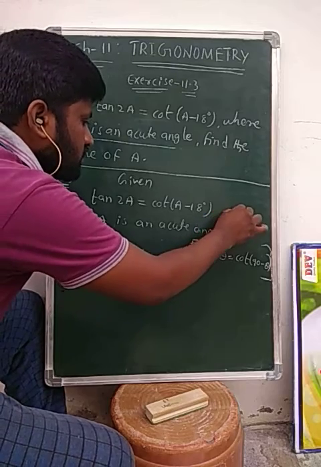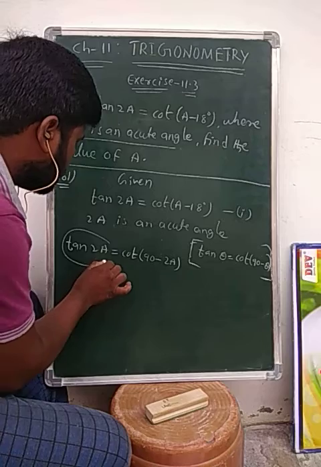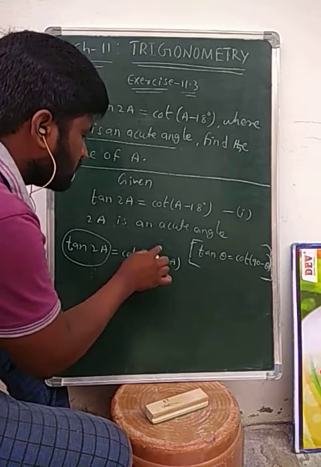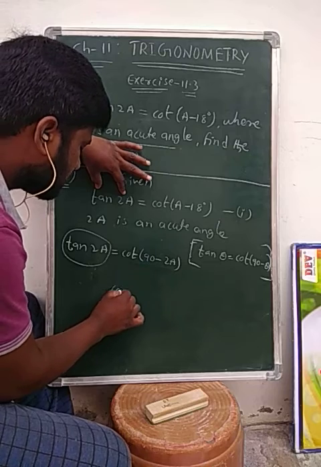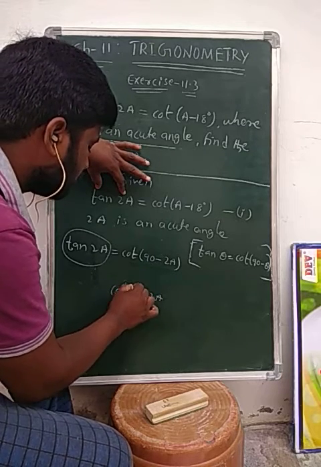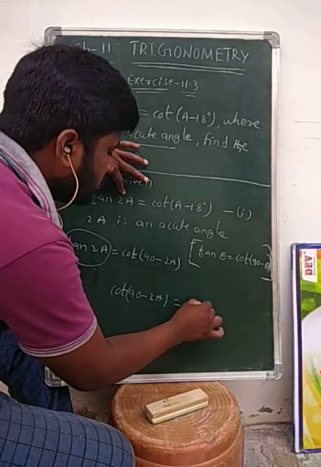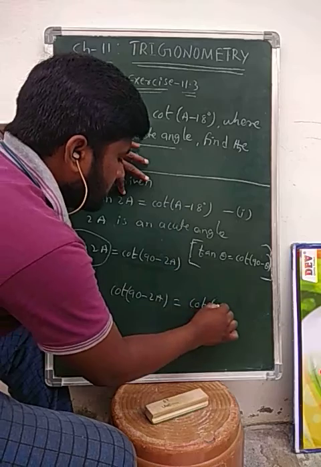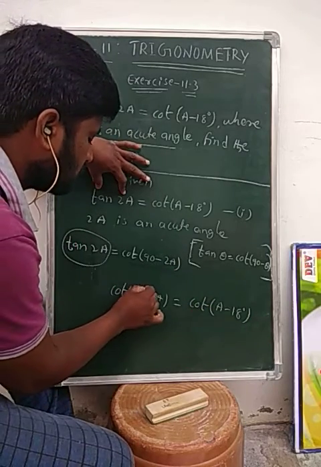So this is the main equation 1. In place of tan 2a, I am going to write cot of 90 minus 2a here. Tan 2a is cot of 90 minus 2a, is equal to, on this side what? Cot of a minus 18 degrees is already there. Is it clear?